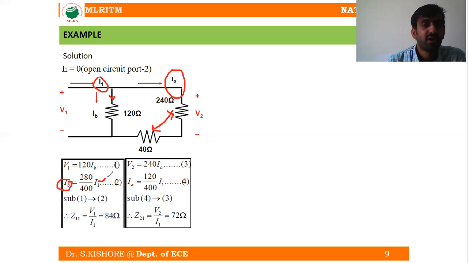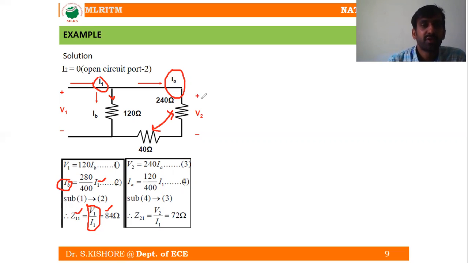Now this side we are having I1. If you bring this I1 to this side, we are going to have V1 by I1 equal to 280 divided by 400 into 120. This is going to give the value 84 ohms. So we know that V1 by I1 is our Z11, which is nothing but the driving point impedance looking from port 1 when port 2 is open circuit, or we can say the open circuit input impedance. Z11 is nothing but the open circuit input impedance.